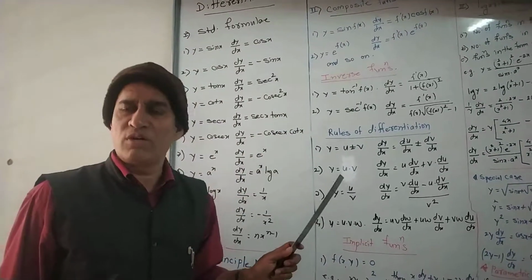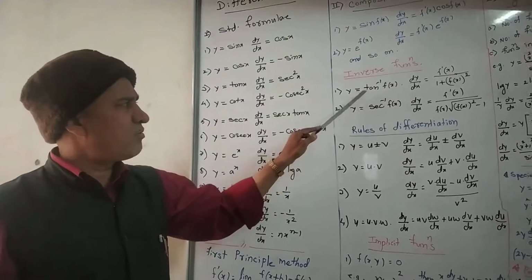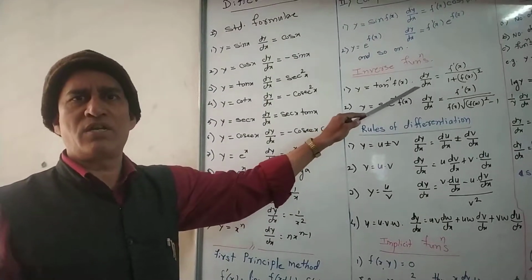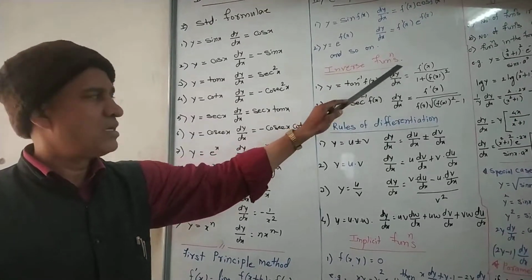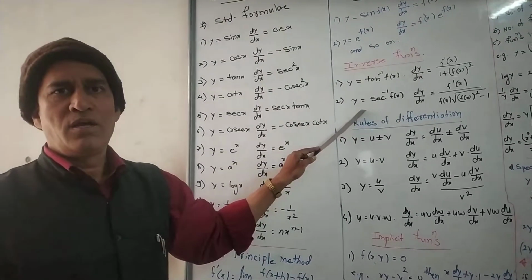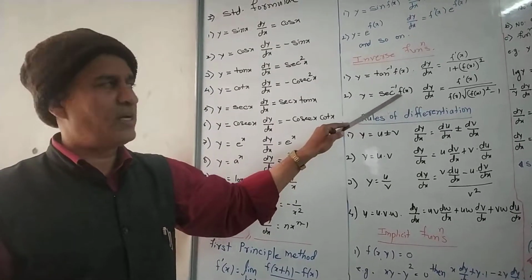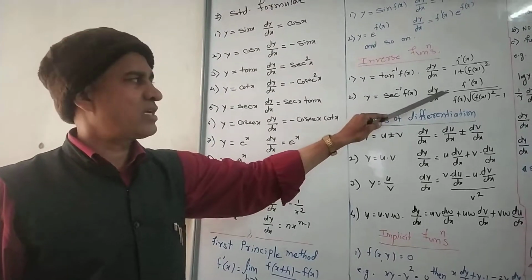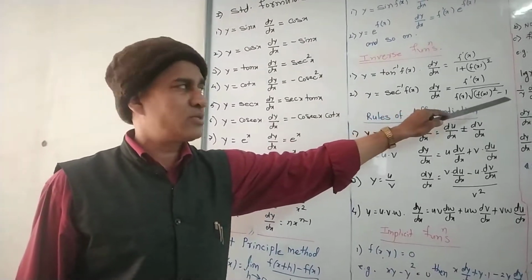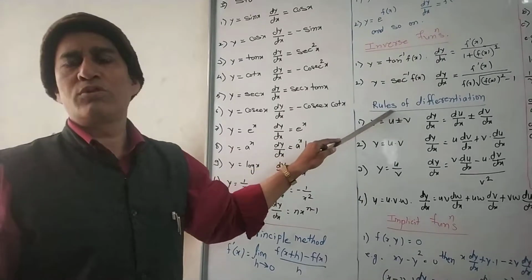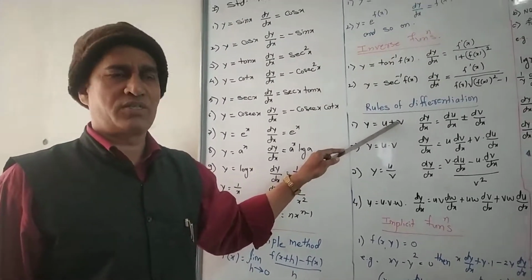Now we are talking about the inverse function. Suppose we take y equal to tan inverse f of x, then its derivative is given by f dash x upon 1 plus f of x the whole square. Similarly, taking inverse trigonometric functions, y equal to sec inverse f of x, its derivative is given by f dash x upon f of x into square root of f of x the square minus 1. Now, the sum rules of differentiation, with which we can easily calculate the differentiation of a given function.